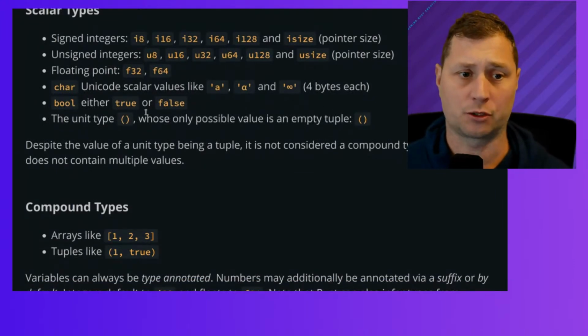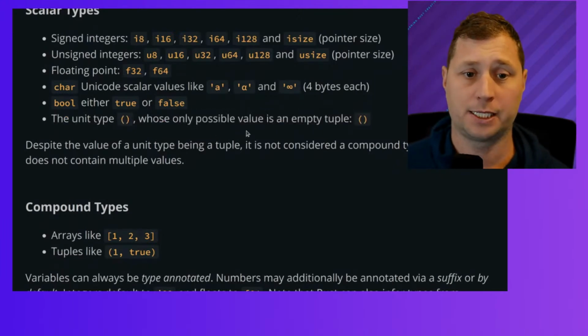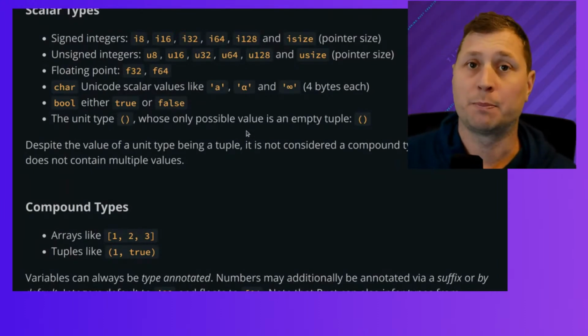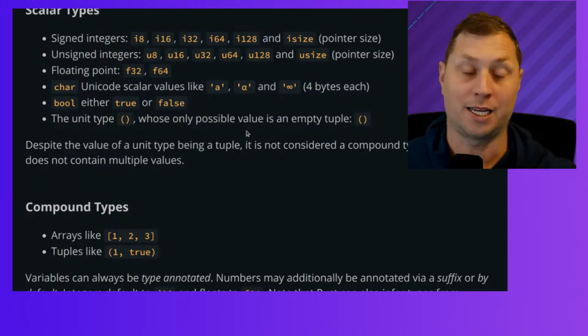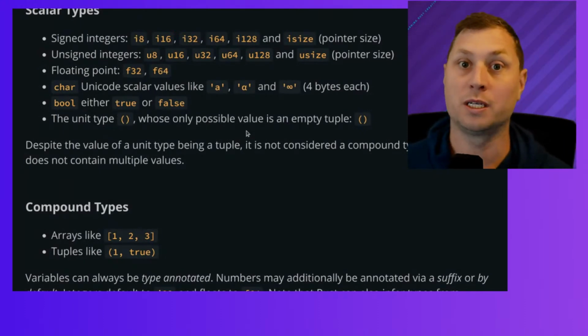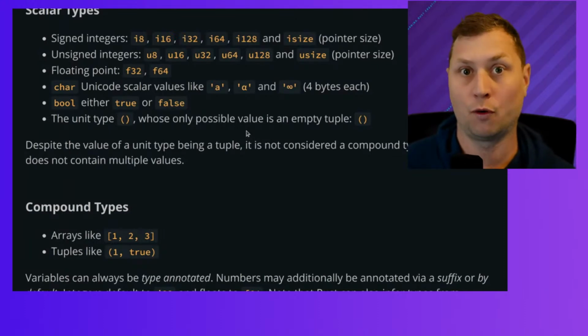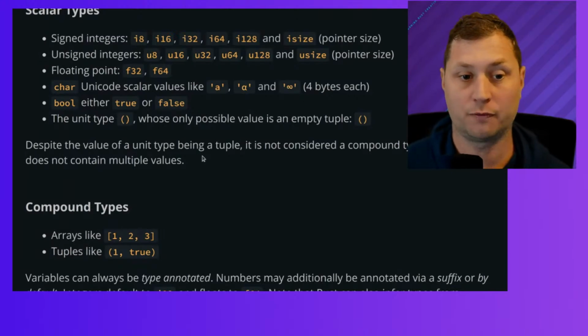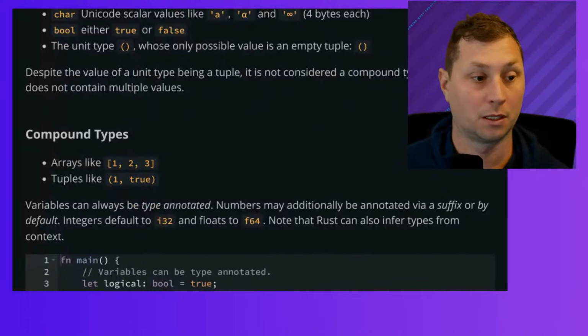A Boolean type is either true or false. It's encoded as a single byte. The unit type is similar to a Boolean in the sense that Booleans have a very restricted range. A Boolean's range is 2. It has true or false, whereas characters can be one of 4 billion. The unit type can only represent unit. It is used for none, or something like nothingness or emptiness in Rust. Despite the value of unit typing in tuple is not considered a common type.